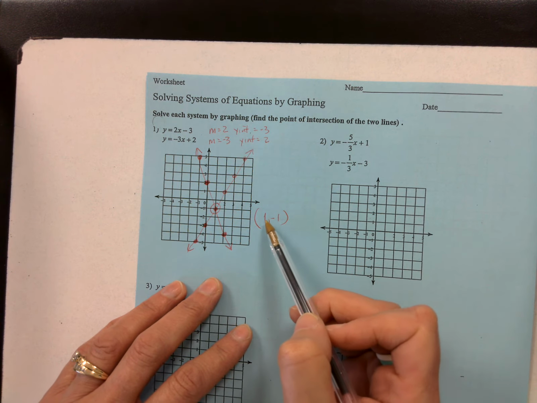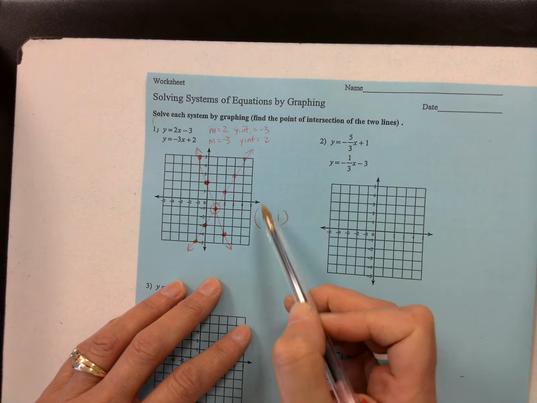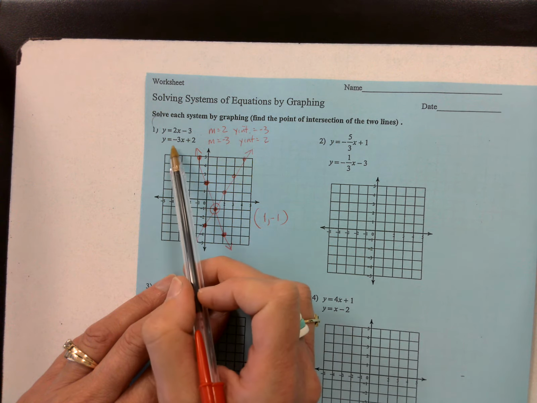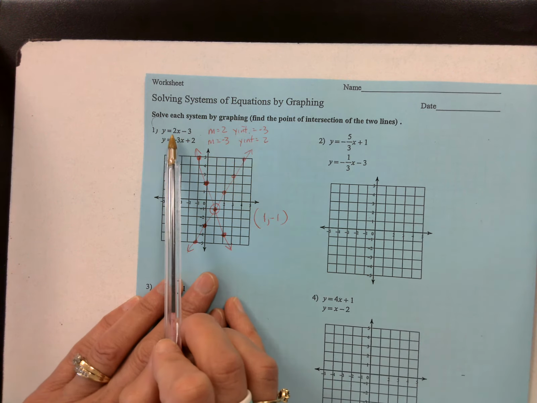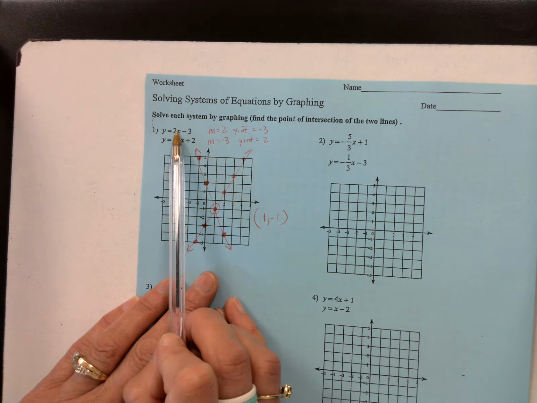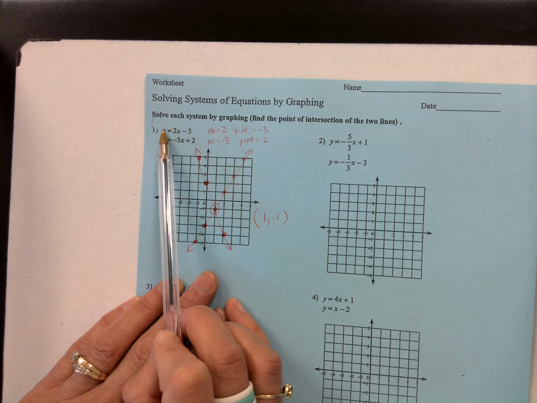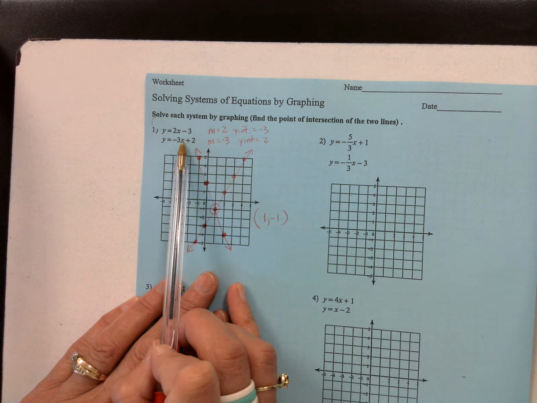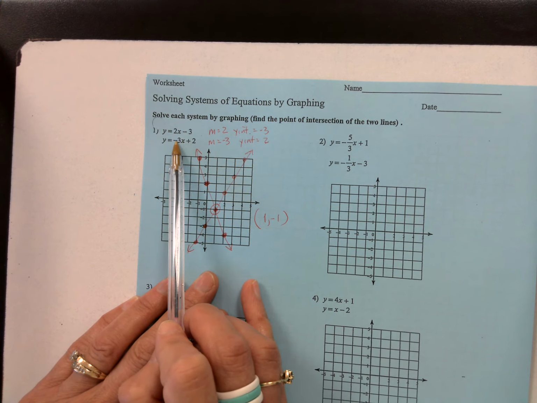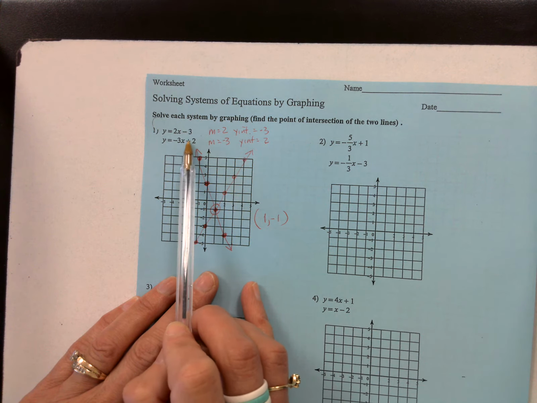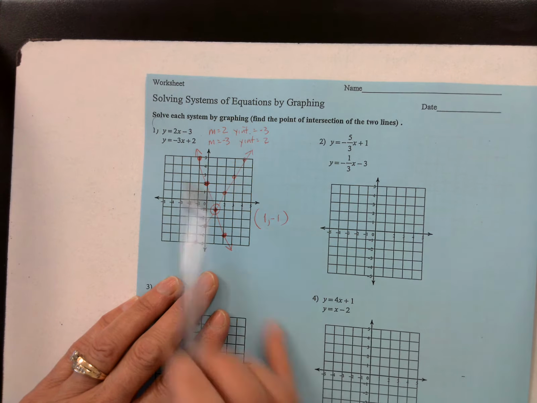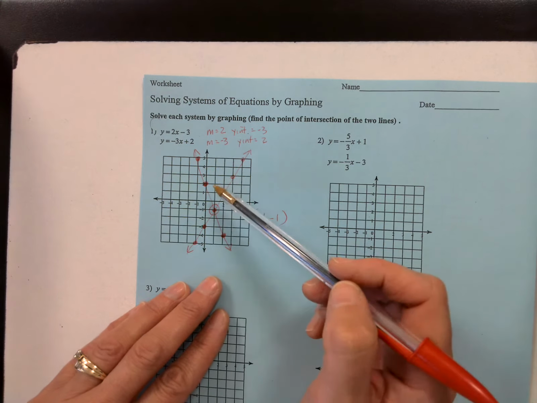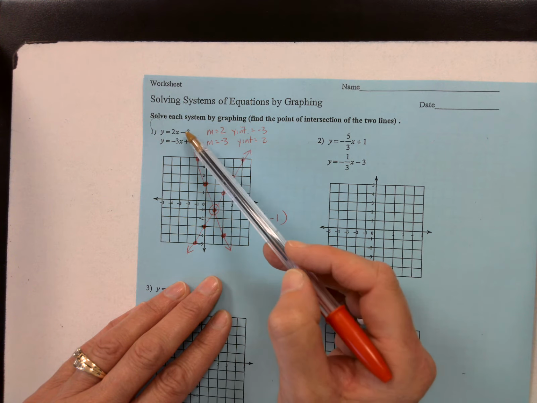To check it, I could plug in 1 for x and -1 for y in both these equations, and I would end up with a true statement. So for example, 2 times 1 is 2, minus 3 is -1, which is y. In the bottom one, I do the same thing. I'm going to replace x with a 1, so -3 times 1 is -3, plus 2 is -1, which is my y. So I end up with a true statement. Any other dot on this entire grid, any other ordered pair on this grid, will not work in both.